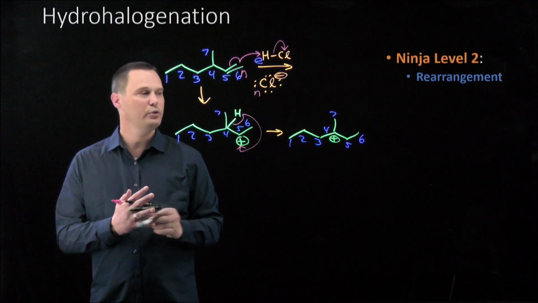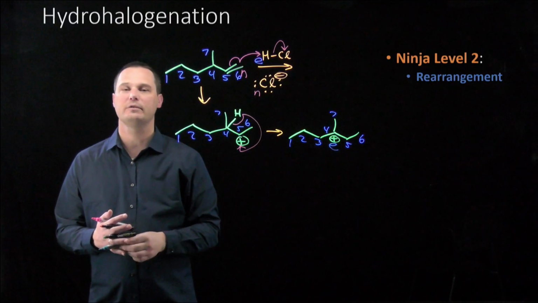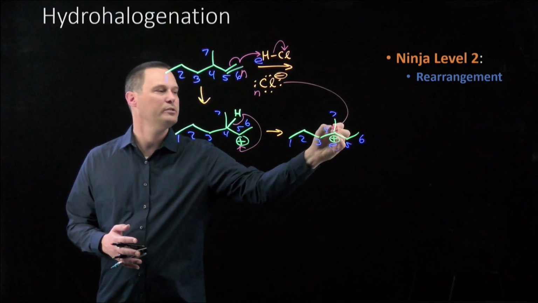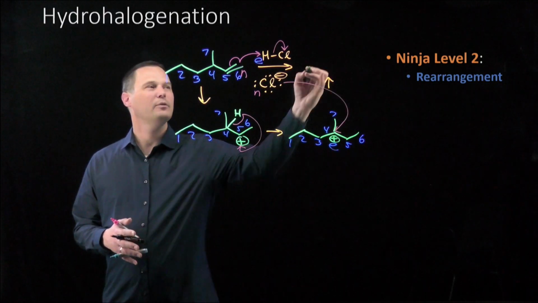Chloride halide will act as a nucleophile, and carbon number 4 will act as the electrophile. We'll take the lone pair of electrons on chlorine and use them to form a new bond with carbon number 4. That will form our final product.